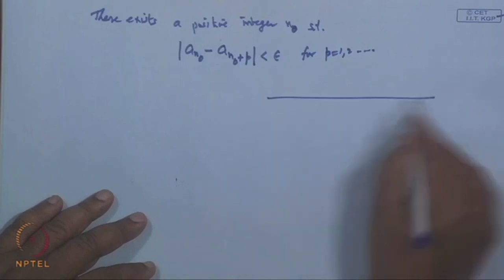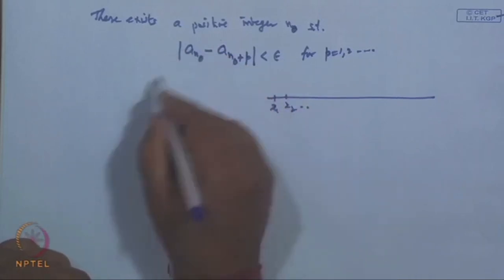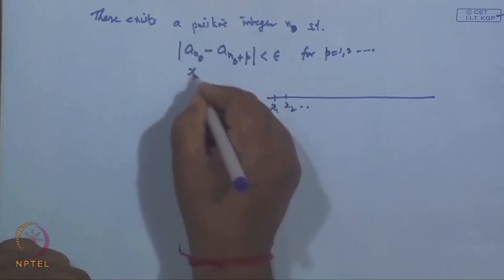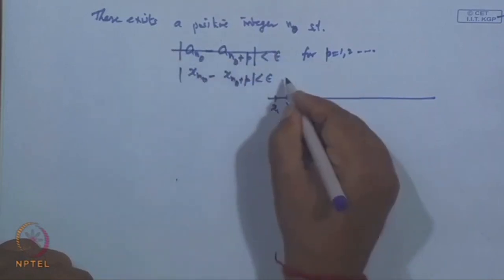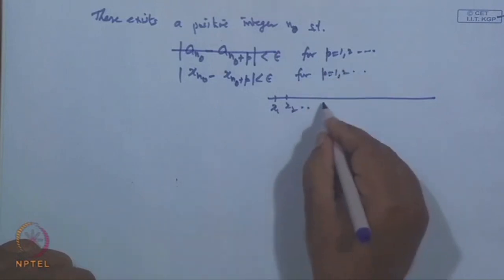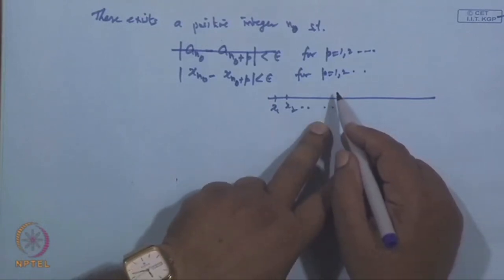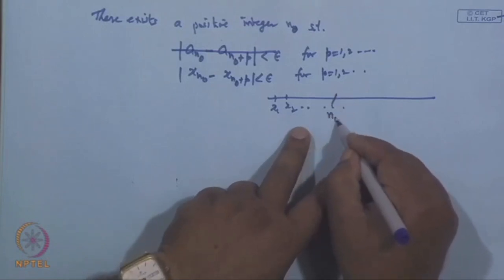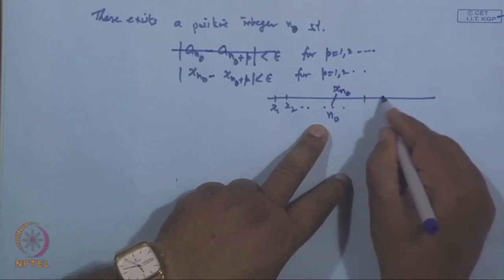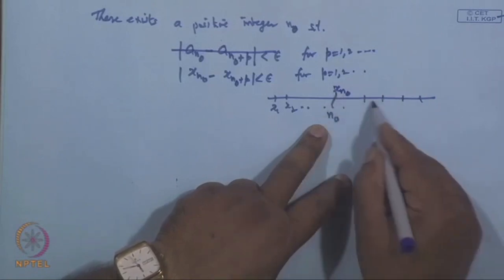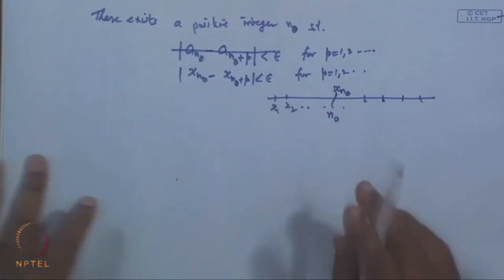So basically, this is what we are getting: the absolute value of x n naught minus x n naught plus p is less than epsilon for p equal to 1 to 3. These are the terms of the sequence. We say this sequence of rational numbers is convergent if for a given rational number epsilon greater than 0, there exists an n naught such that from this term onward, if I pick up any arbitrary point here, the difference between x n naught and that point will remain less than epsilon. Then only we say the sequence is a convergent sequence.